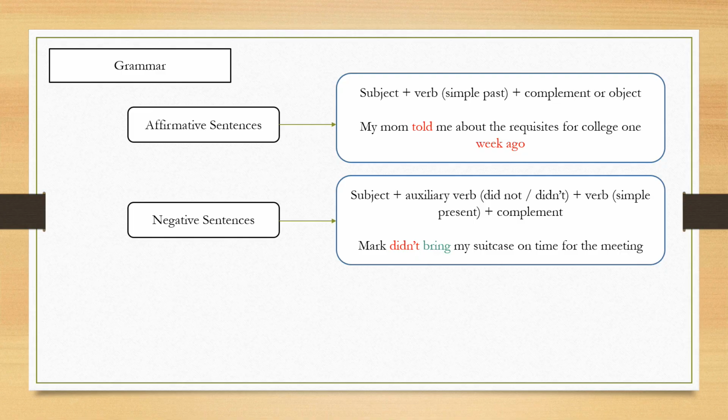Don't forget. Let's read the example. Mark didn't bring my suitcase on time for the meeting. Here the action didn't happen, so we use simple past tense but in a negative form.